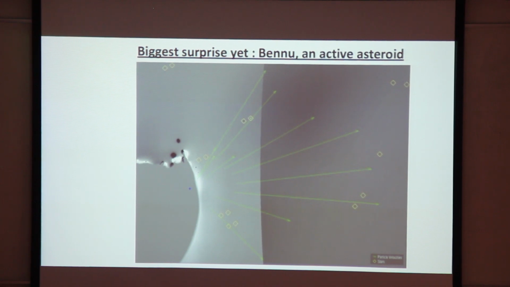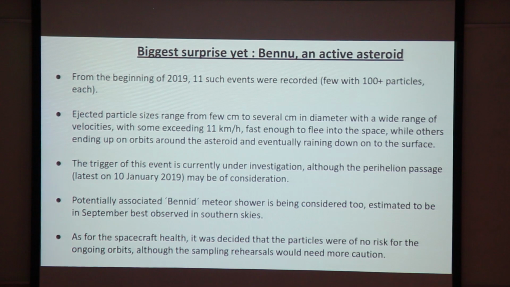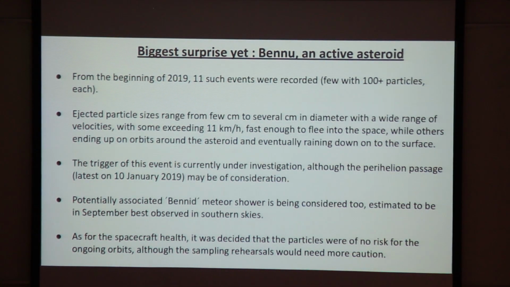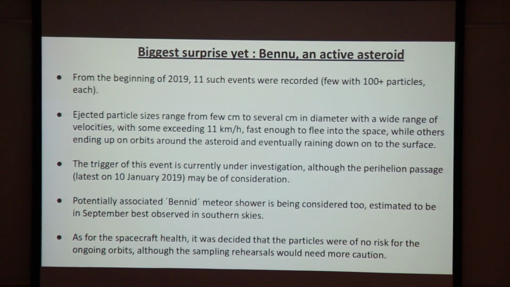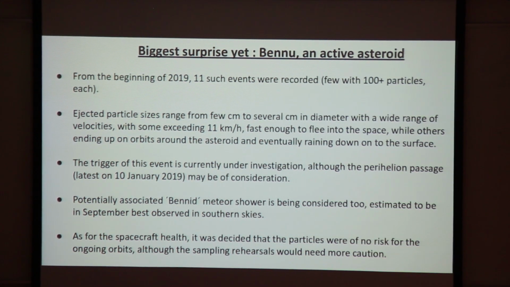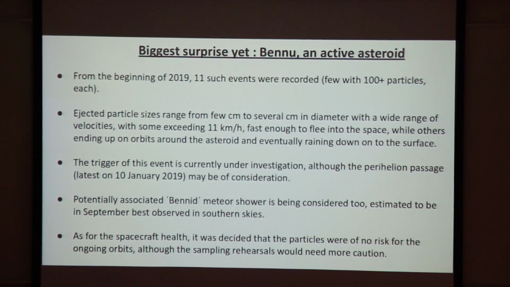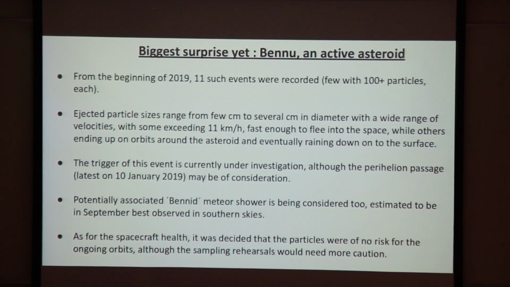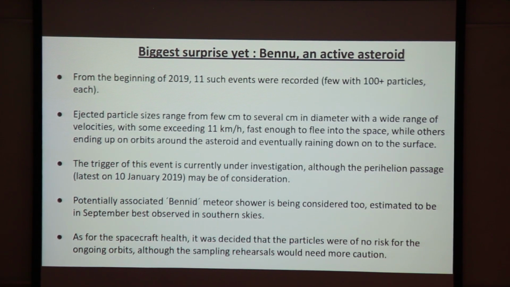So with more observations, we could track some particles and get some measurements about their velocity, and see whether they are bound, having bound orbits, or even sometimes ejected. So far from the beginning, we've got 11 events, with some of them with more than 100 particles, and some of them seem to escape Bennu completely, and some seem to have bound orbits and then eventually fall back to Bennu. So this is a very interesting result we had.